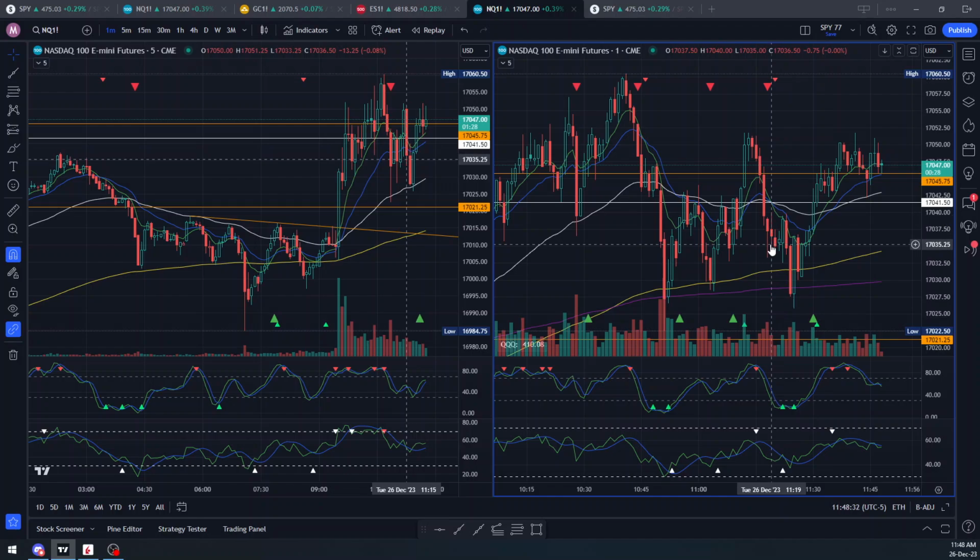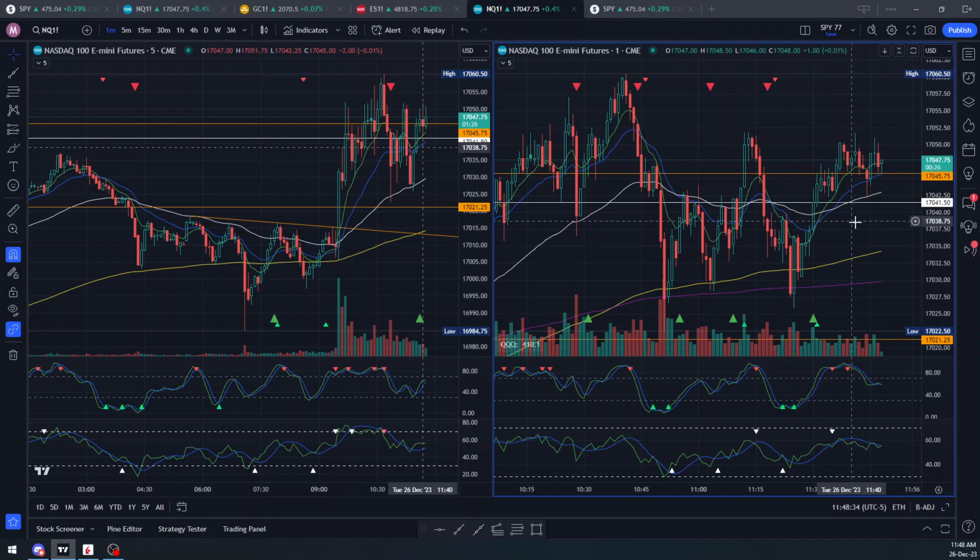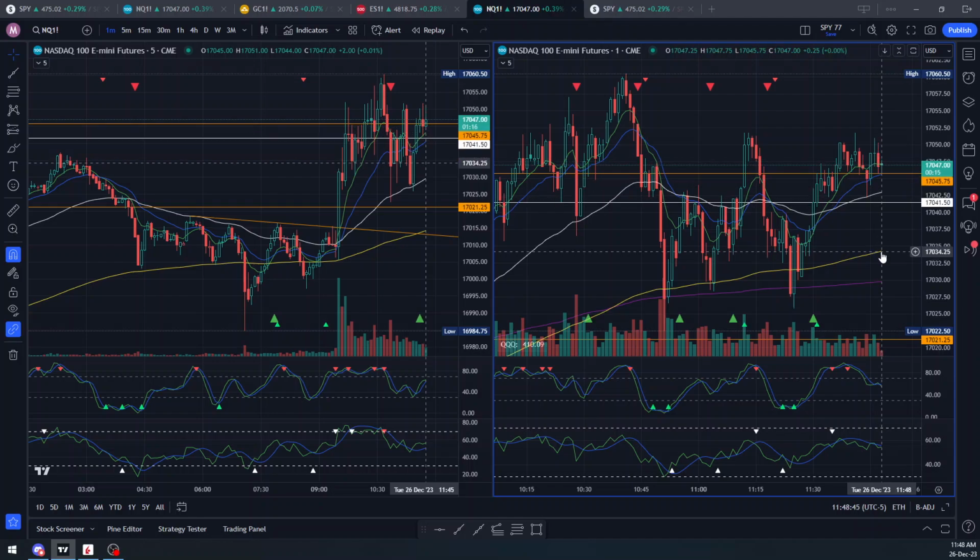These are also very important for me, because if we break down over here, I would be targeting straight the 200. That's it. I don't see anything in the middle, probably.